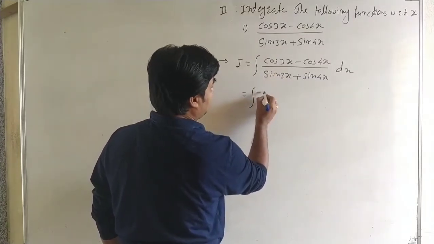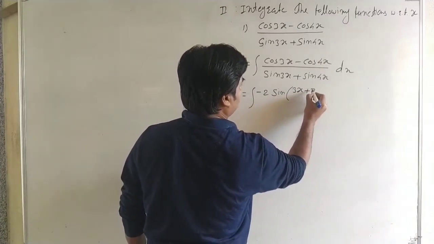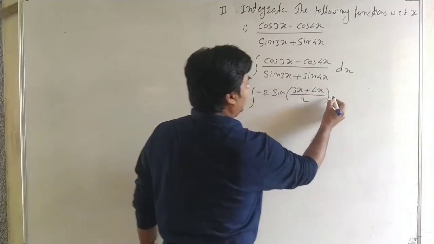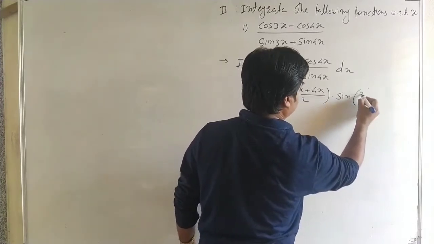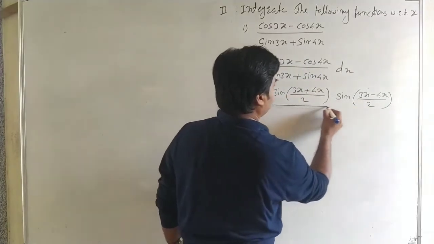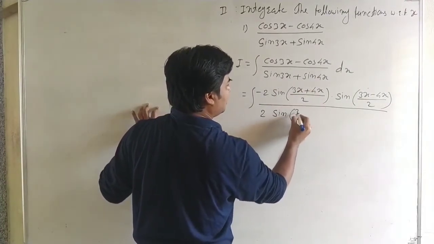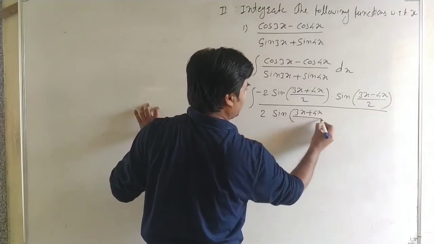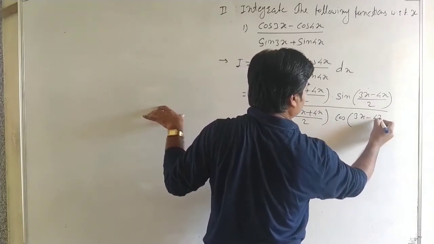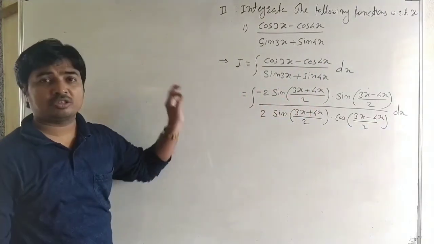Okay, cos c minus cos d is minus 2 sin (c plus d) upon 2 into sin (c minus d) upon 2, the whole upon sin c plus sin d, which is 2 sin (c plus d) upon 2 into cos (c minus d) upon 2, dx. Here we use only the formulas for sin c plus sin d and cos c minus cos d.